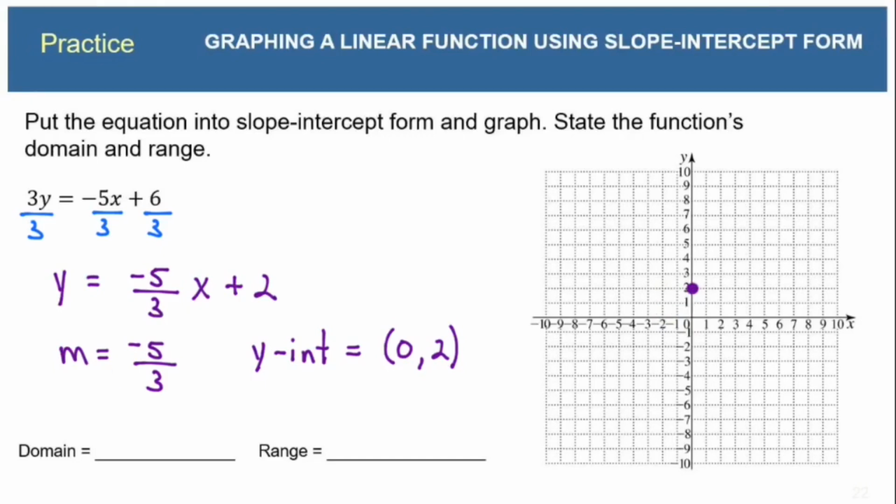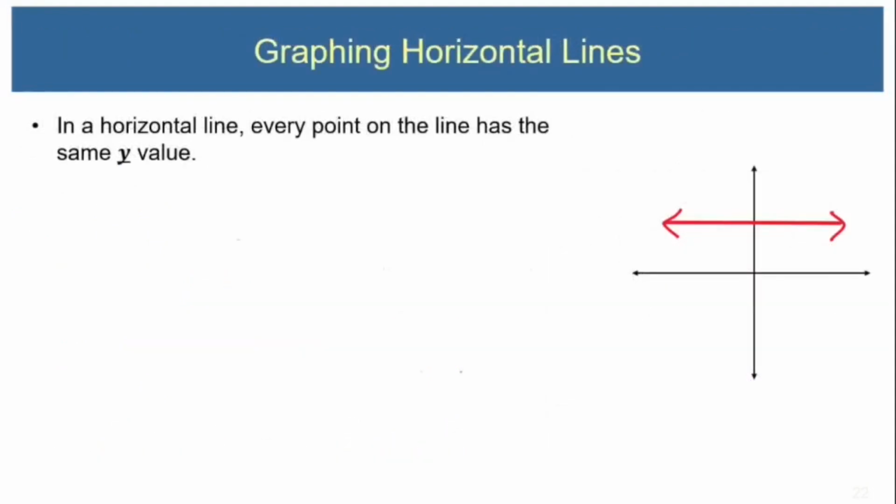So thinking about rise over run, from here we go down 5 and right 3 and put our dot and connect the 2 dots. And that's it. Domain and range, -infinity to +infinity, as usual. Now let's talk for a minute about horizontal lines.